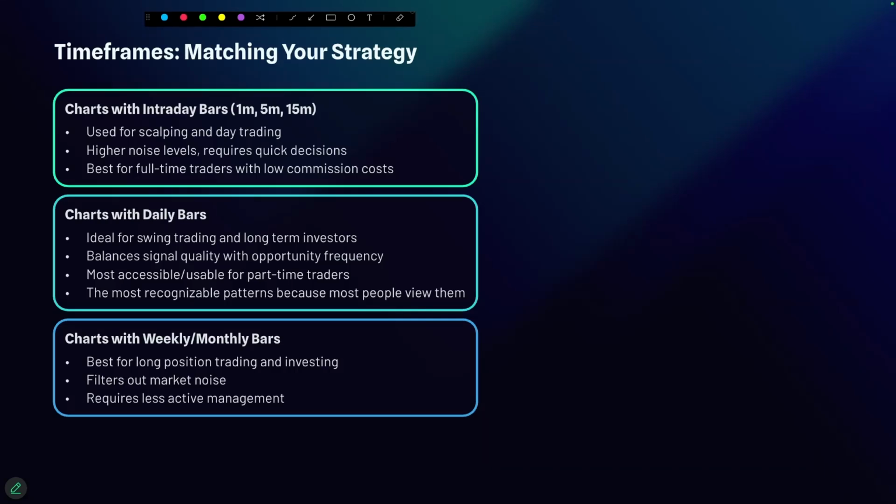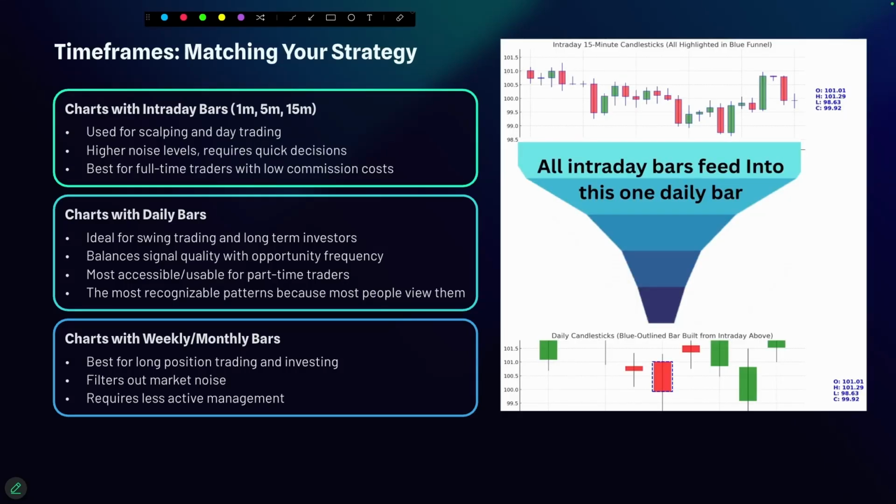Now, you can also do charts with weekly and monthly bars. Those are for the people that are really long-term investors. We're not going to be focusing on that for today's purposes. So what's important to note here is that on this diagram over here, all of these bars are 15-minute bars, and all those little bars make up 1 day in the market, okay?